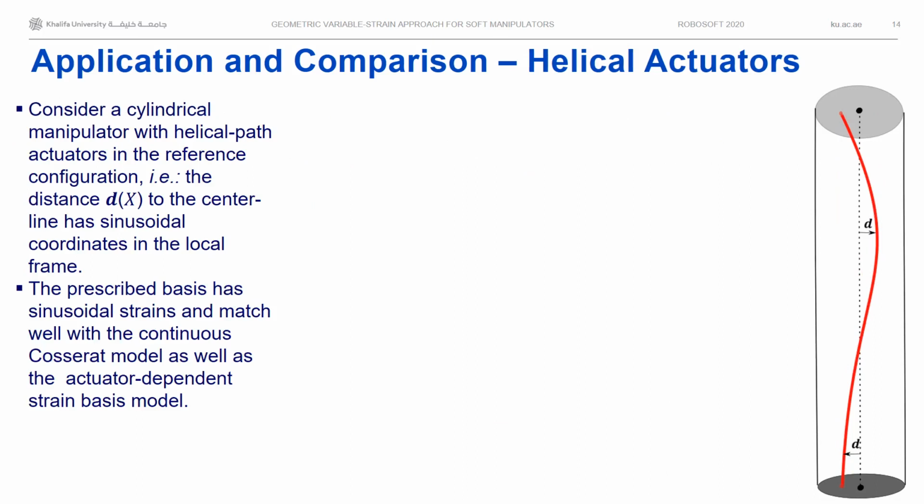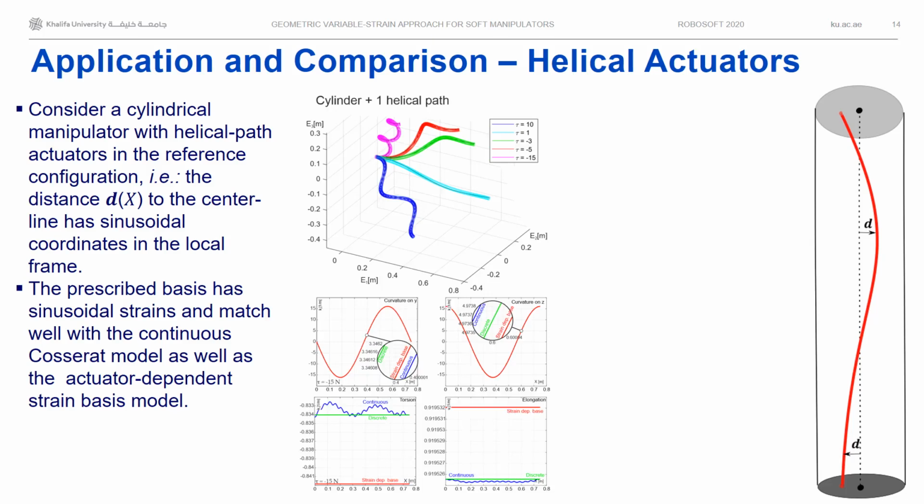In this second test, we consider a cylindrical manipulator, but with helical path actuators, or in other words, the distance d of the actuator to the center line of the manipulator is a sinusoidal coordinate in the local frame. In this first example, we consider only one helical actuator, and we notice that the sinusoidal basis function correctly represents the two curvatures, while torsion and elongation are practically constant.